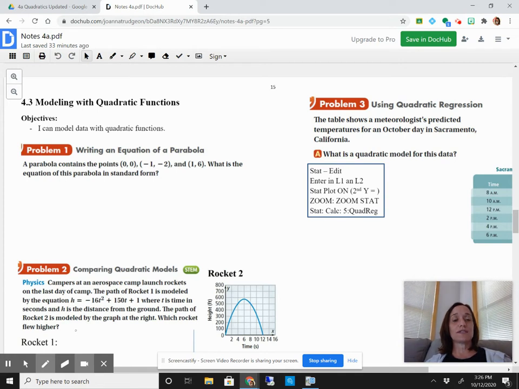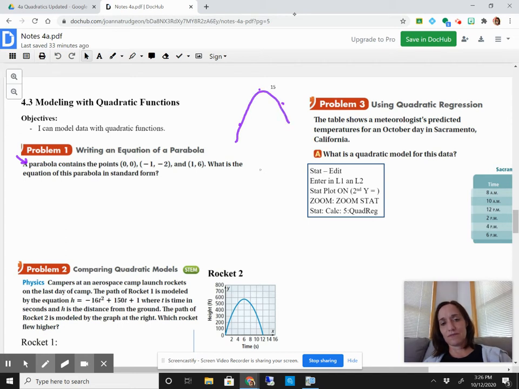All right, so problem 1 says, a parabola contains the points (0, 0), (-1, -2), and (1, 6). What is the equation of this parabola? So it's kind of crazy, right? If I gave you 3 points of a parabola, we can figure out the equation of the parabola just given 3 points.